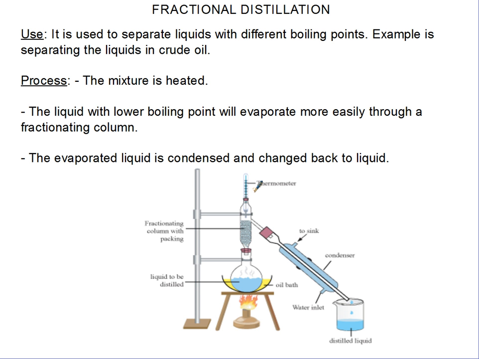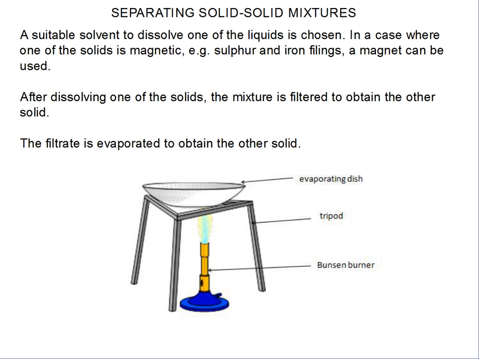As another constituent's boiling point is reached, it will also evaporate and then it's collected. So we are collecting components of the whole liquid in bits. So that is a simple explanation for fractional distillation. We are collecting the components in bits, in fractions.